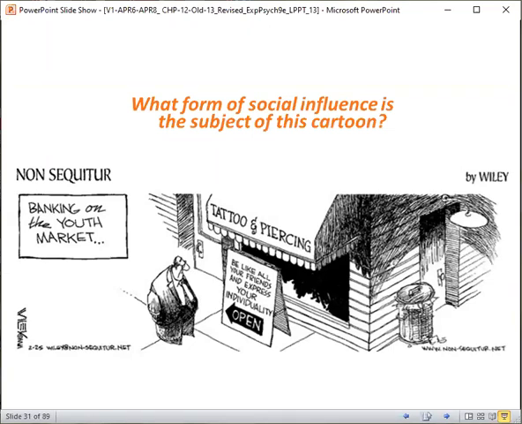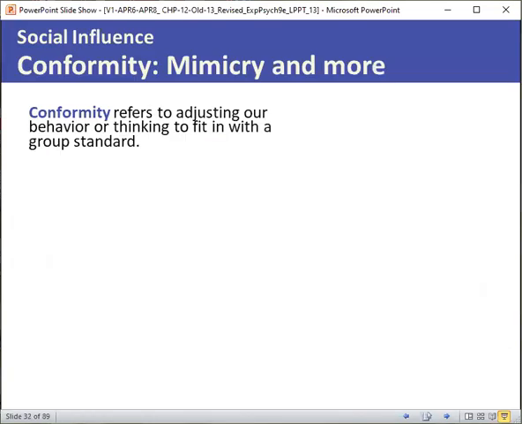Banking on the youth market, you see this older gentleman, someone out of shape. "Be like all your friends, express your individuality, open, tattoo and piercing." This is what conformity is all about. And it's very interesting, conformity oftentimes talks about expressing your individuality, but at the same time, it's talking about you conforming as well. All right, so what is this conformity?